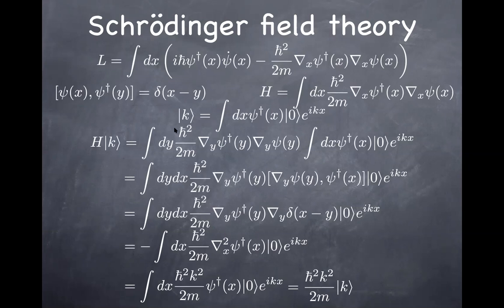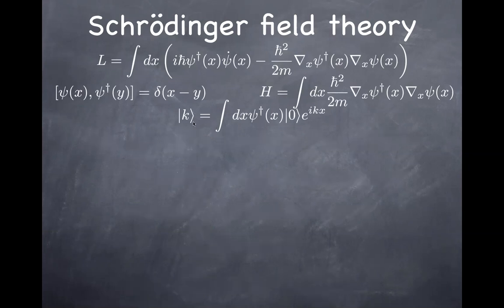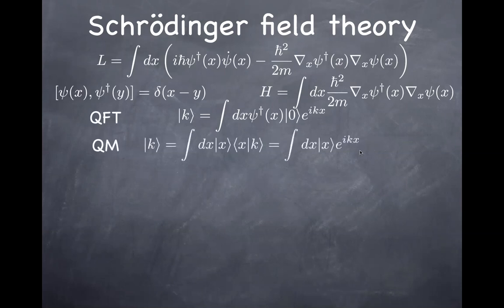All right, so now we have learned how to write a momentum eigenstate using quantum field theory. Now I'd like to generalize this idea. So this is the momentum eigenstate for one particle, and this is what we do in quantum field theory. And let us just remind ourselves what we used to do in quantum mechanics, which is this.